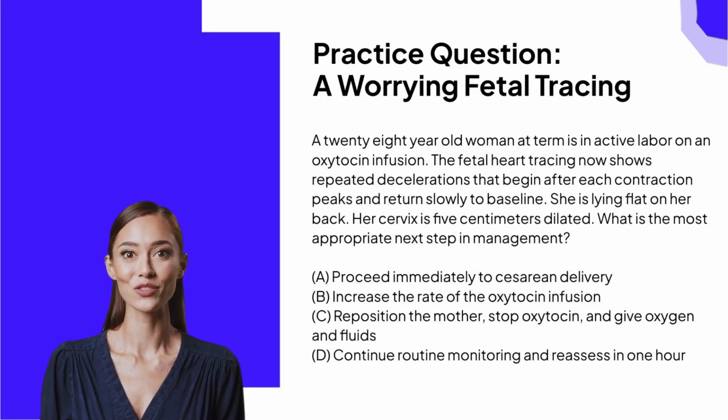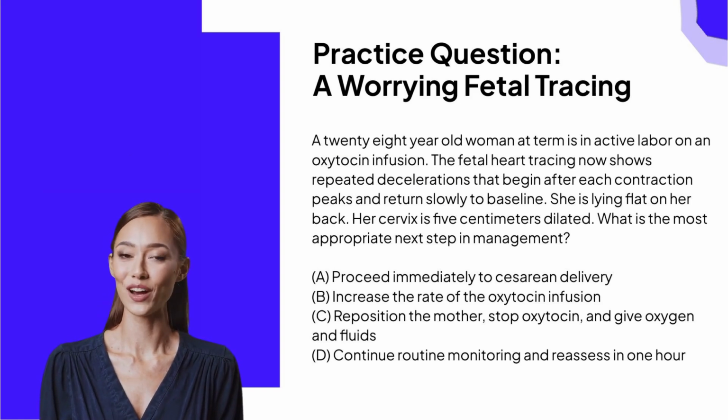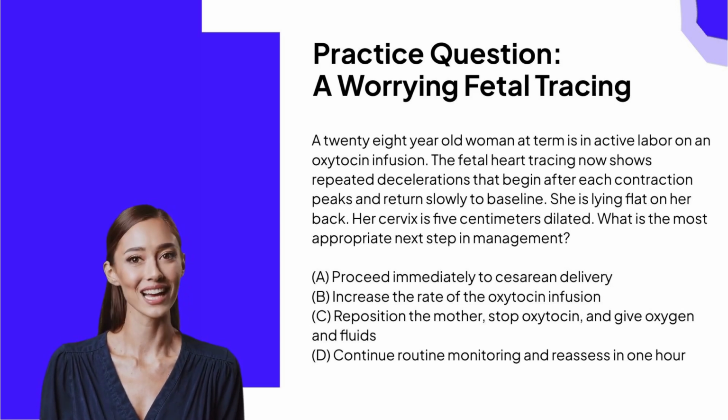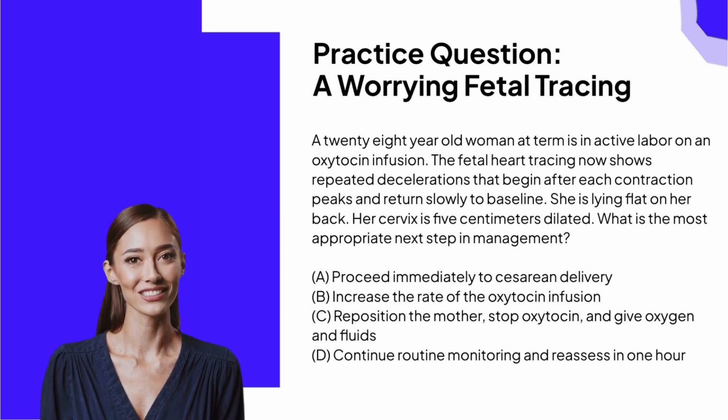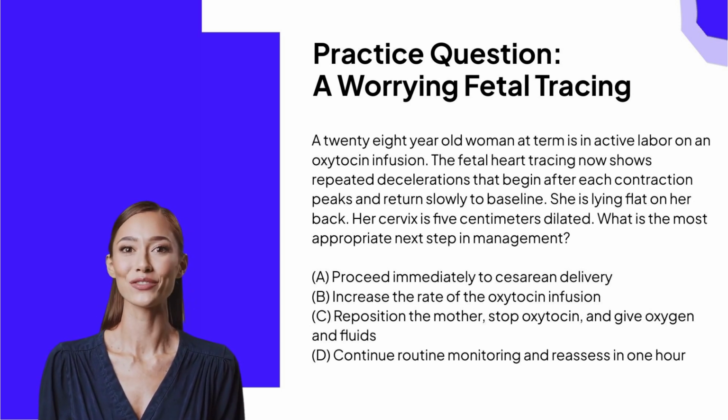Here is our second practice question, and this one is all about reading the fetal heart tracing and choosing the right first action. A 28-year-old woman at term is in active labor and is receiving an oxytocin infusion. The tracing now shows repeated decelerations that begin after each contraction has already peaked and then return only slowly to baseline. She is lying flat on her back and her cervix is 5 centimeters dilated. The question asks for the most appropriate next step. The key is to recognize the pattern of these decelerations and to remember what we do first when a tracing turns worrying. Pick your answer, and we will reason through every option on the next slide.